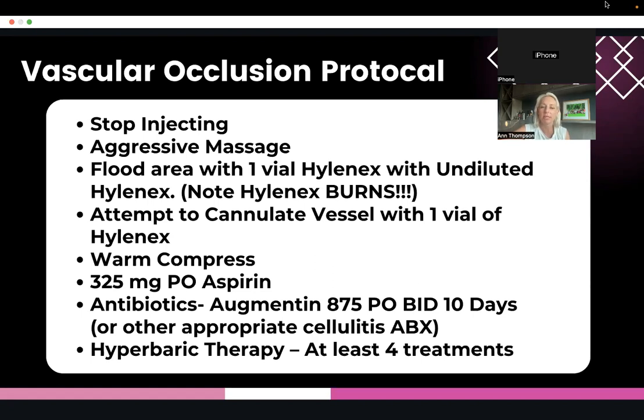Warm compresses, and then 325 milligrams of aspirin. We will then call in antibiotics. Typically, it's going to be Augmentin, the 875 for 10 days, or any other appropriate staph antibiotic is what we're using. And then we also call in hyperbaric therapy for at least 4 treatments.